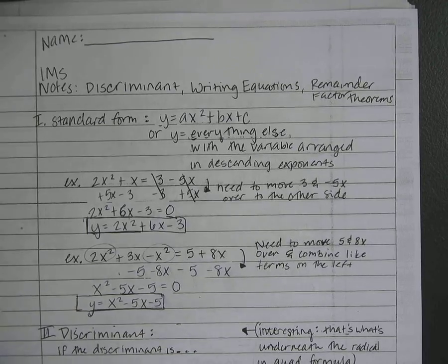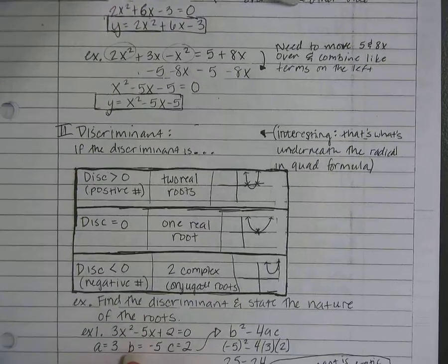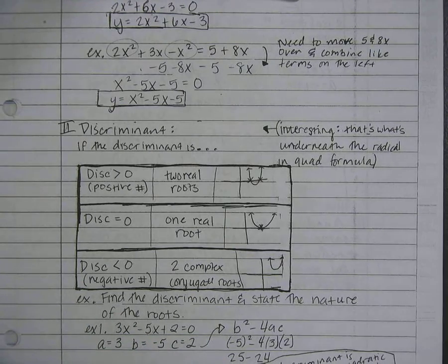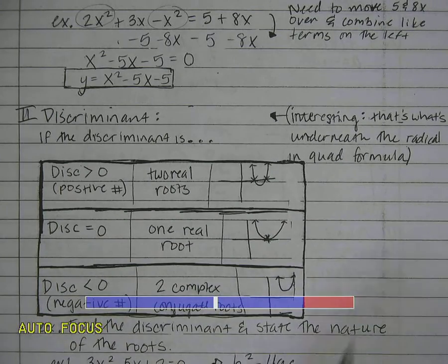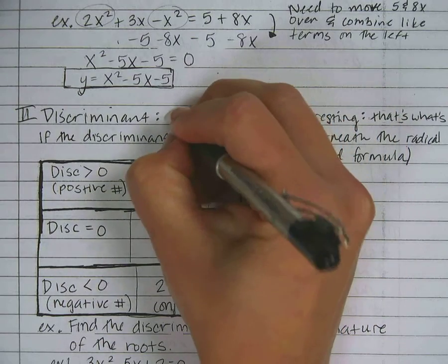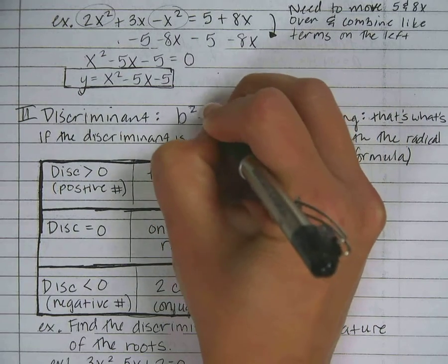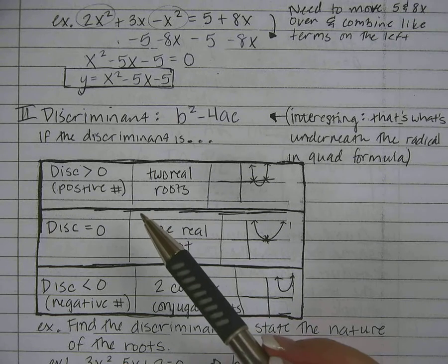Okay, so let's move on and talk about the discriminant. The discriminant actually comes from part of the quadratic formula, which we learned about a little bit ago. The discriminant is the formula b squared minus 4ac. If you remember, that is the formula that's underneath the square root sign in the quadratic formula. So the discriminant tells us some major things.